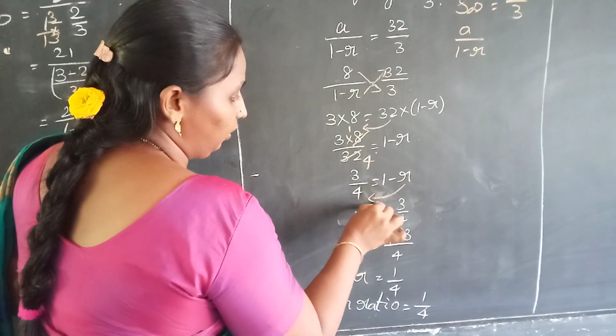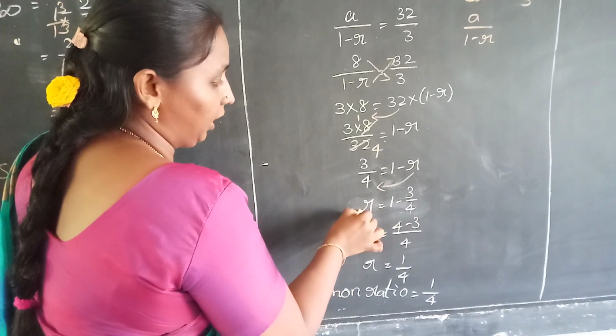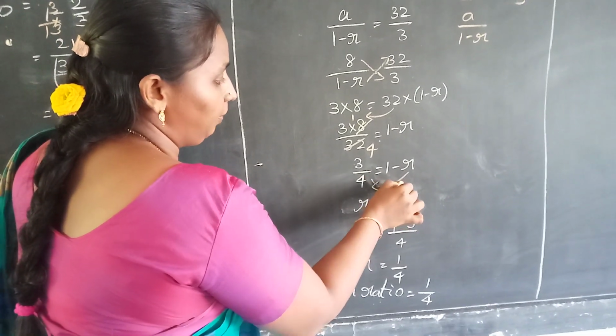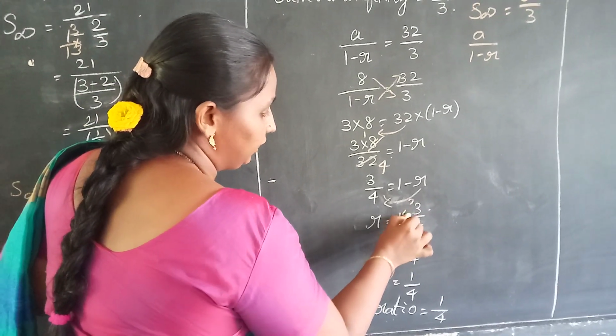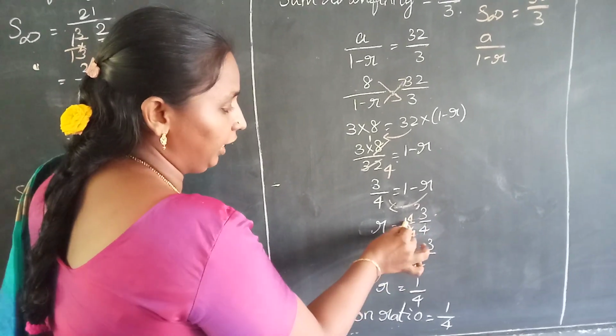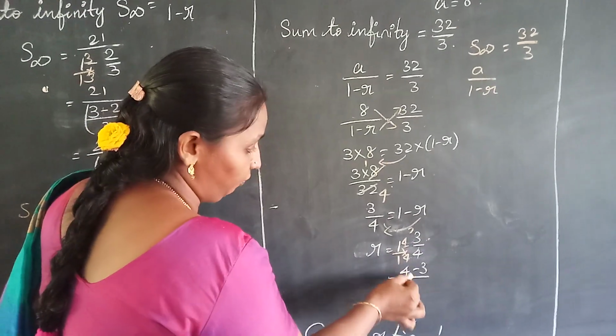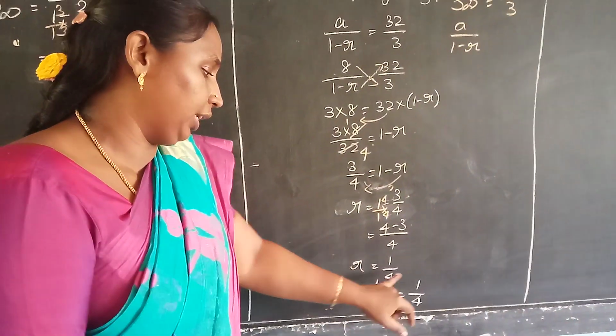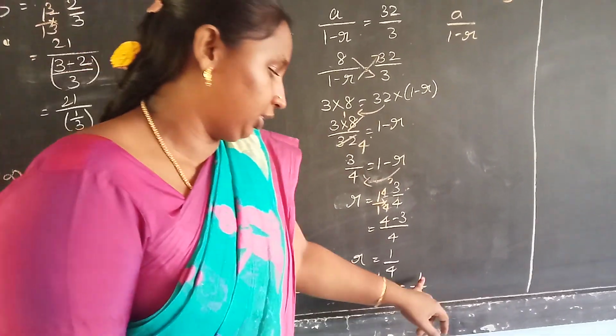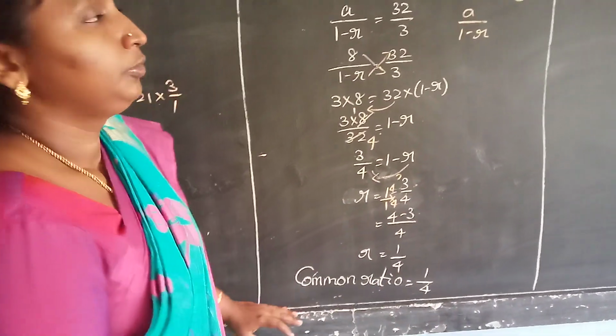So R is negative, no? Send this side, it will be positive 1. Send this 3 by 4 that side, now you will get minus 3 by 4. Here also take LCM and multiply and divide with 4. You will get 4 minus 3 divided by 4. 4 minus 3 divided by 4 gives 1 by 4. So R equals 1 by 4. Common ratio is 1 by 4.